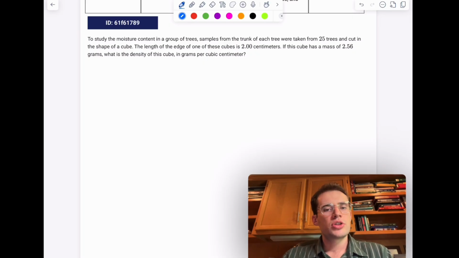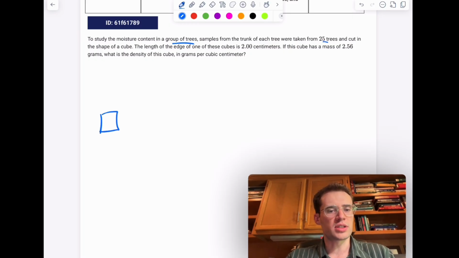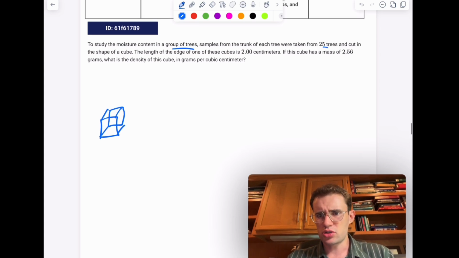To study the moisture content in a group of trees, samples from the trunk of each tree were taken from 25 trees and cut in the shape of a cube. Okay, so we've got a cube. They really are liking cubes in this set. So we've got a cube that is a sample of tree trunk, right? Or a sample from the trunk.